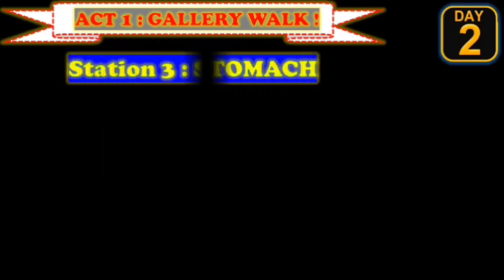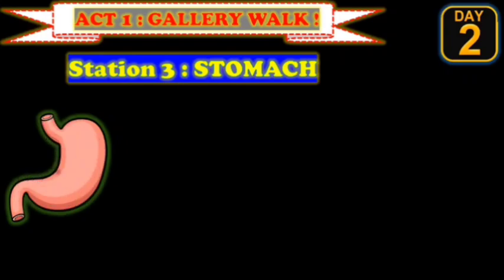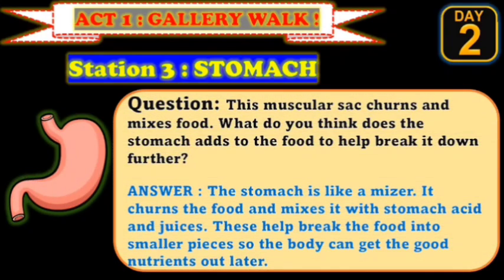For station number 3, the stomach, the possible answer is, the stomach is like a mixer. It churns the food and mixes it with stomach acid and juices. This helps break the food into smaller pieces so the body can get the good nutrients out later.